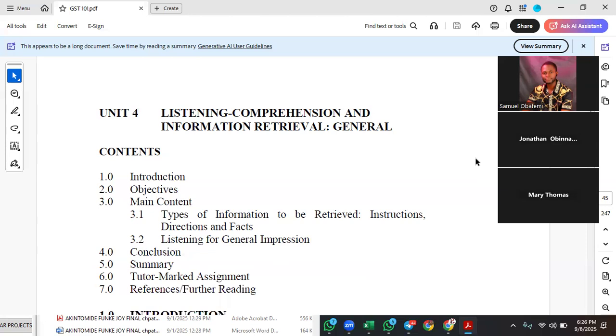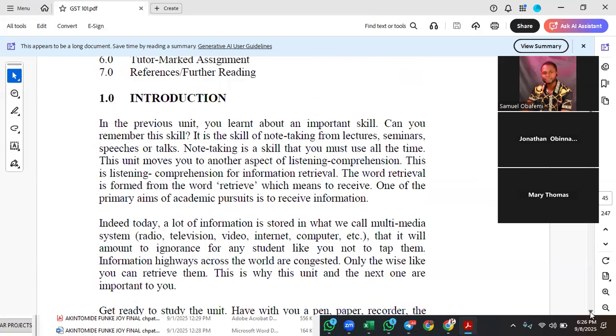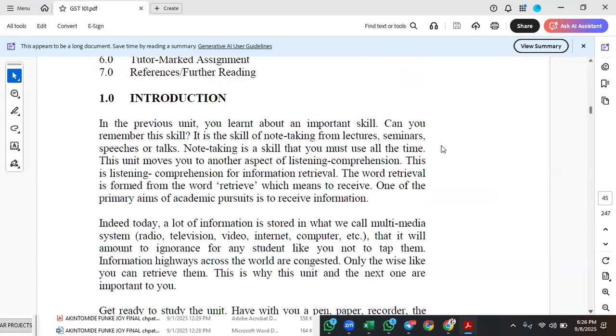All right, okay. So let's proceed to the main deal of the day. In the introduction, we said that in the previous unit, you learned about an important skill: the skill of note taking from lectures, seminars, speeches, or talks. Note taking is a skill that you must use all the time. This unit moves you to another aspect of listening comprehension. This is listening comprehension for information retrieval.